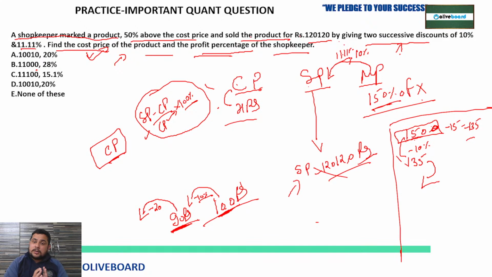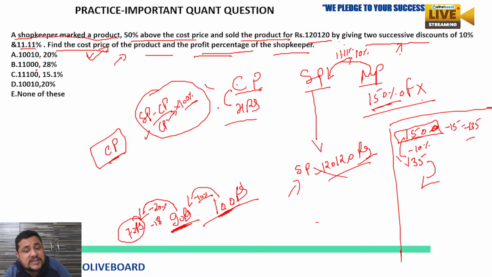Is this clear? Suppose I give you some idea again. 20% of 90 would be what? 18. So just subtract 18, so 72. So this is the selling price now after giving two successive discounts of 10% and 20%. So the second discount will be given on what? The 11.11%, that is on 135.